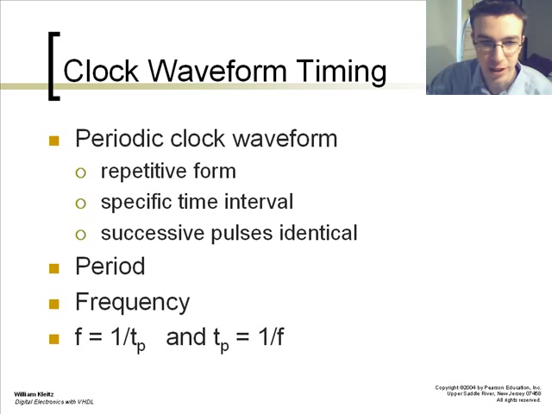The clock waveform timing is a periodic clock waveform. It's repetitive in form. Most digital signals require precise timing. Special clock and timing circuits are used to produce waveform clocks to trigger the digital signals at precise intervals. We have the period of your clock waveform and the frequency. You can calculate the frequency by using the first formula, F equals 1 over Tp, which is the period, and the period equals 1 over the frequency.